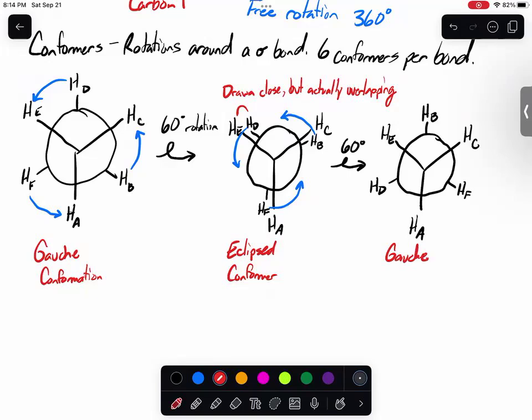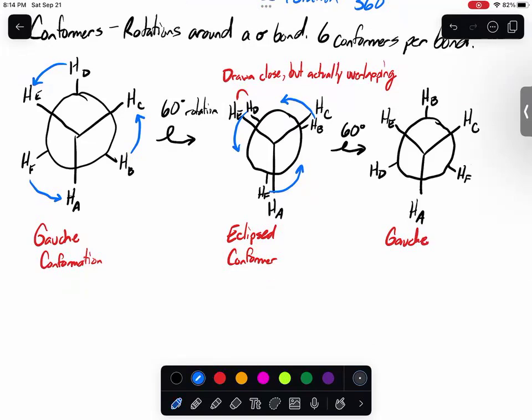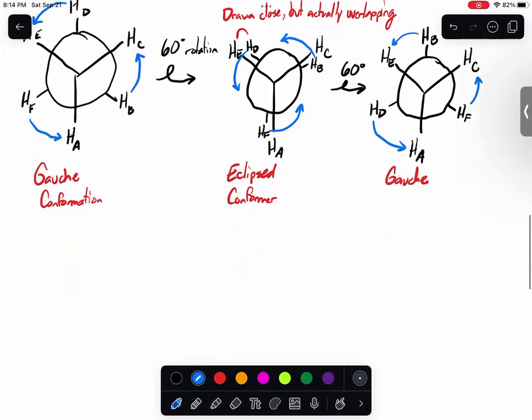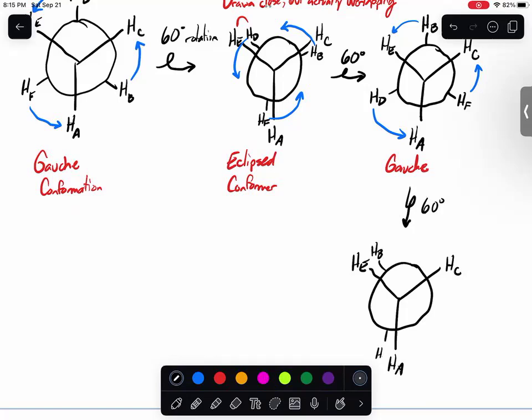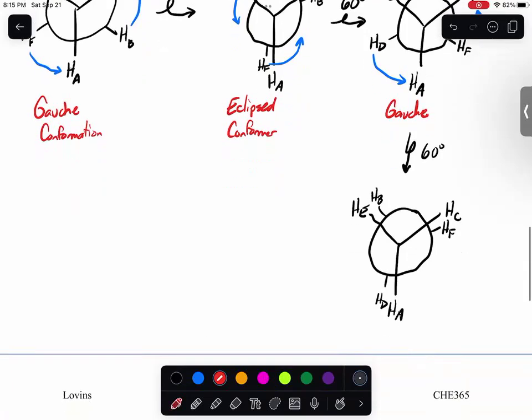We can rotate this again, right? Because now we can continue moving things to where they haven't been moved before. Another 60-degree rotation is going to put us in a position where we're back in an eclipsed form. The front carbon, once again, never moves, but now HB is eclipsing with HE, HD eclipsing with HA, and HF eclipsing with HC.